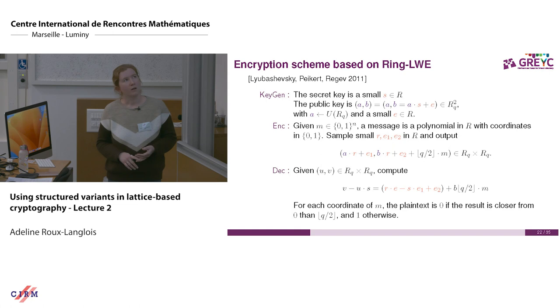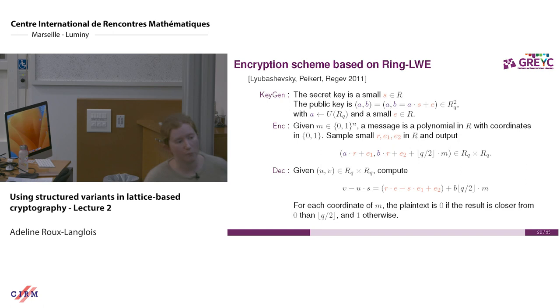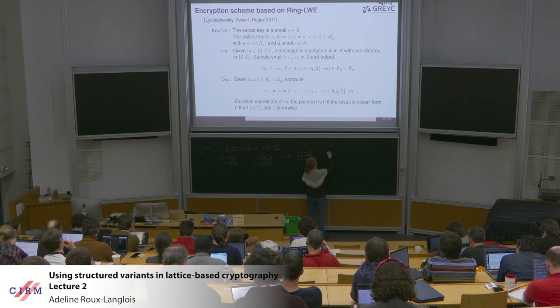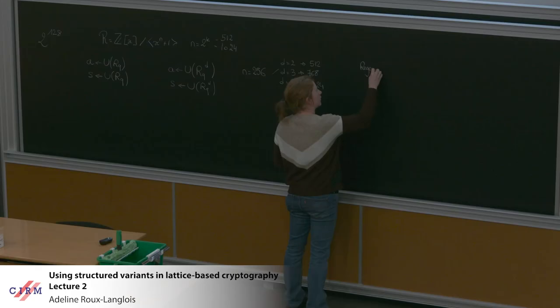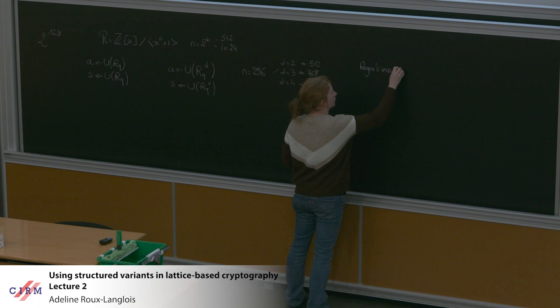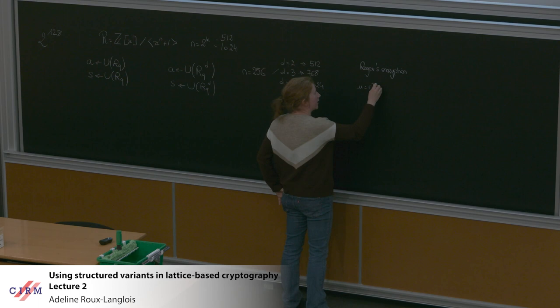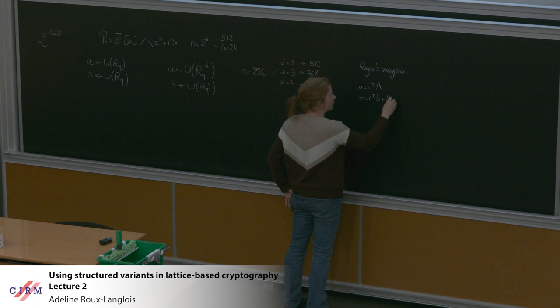And I compute the same U and V. So U equals A times r plus e1, and V is B times r plus e2, plus q over 2 times m. I don't know if you remember, but for Regev's encryption, we had U, which was r times A, and V, which was r times B plus q over 2 times m.